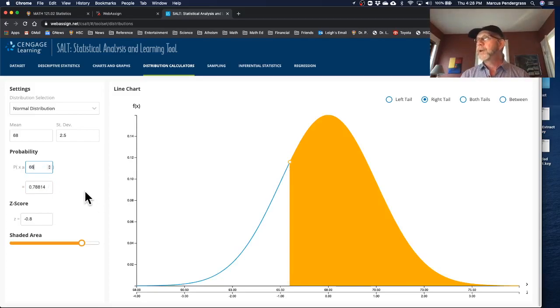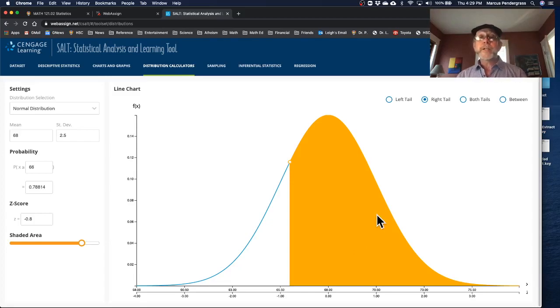And there we have the probability of heights that are 66 inches or greater. Turns out to be 0.78814, and you see the area shaded here. And so that's a quick and easy way to make these calculations, and I want you to use SALT in making the calculations for the homeworks and even for some of the problems on our module tests. That's a pretty handy little tool.